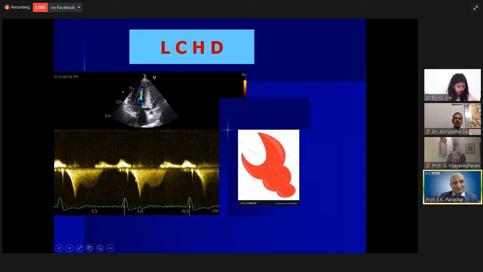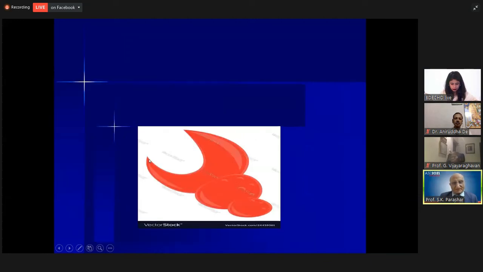And again, why I said I've never seen such a good recording as we did this time. So this is an inverted one. If you invert it, then you get a complete picture like this. So always try to see the apex and put a pulse Doppler. This is just another to show this.